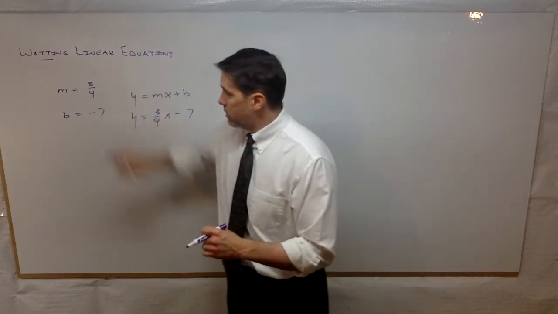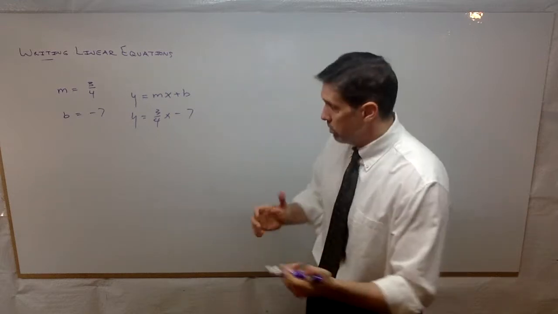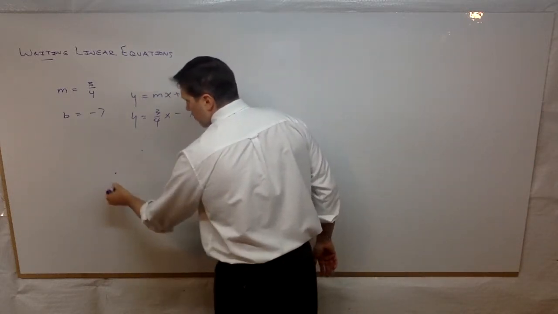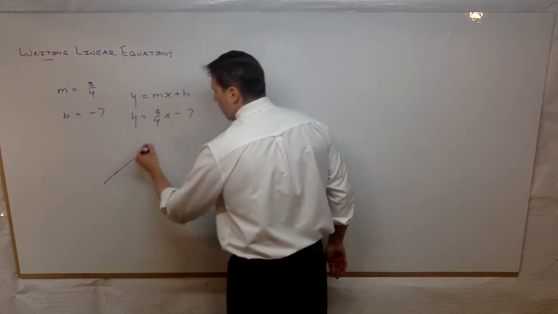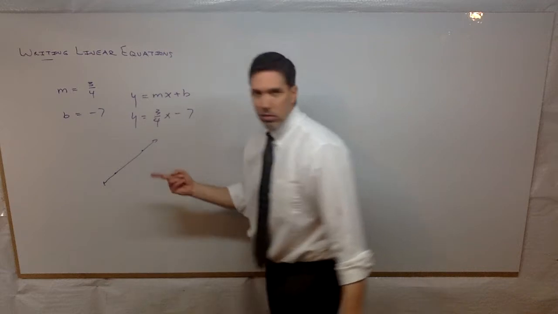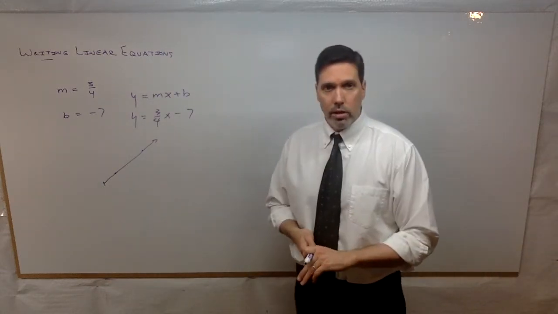Or maybe they don't even tell you the slope and they just tell you 2 points the line passes through, because all you need are 2 points to make a line. So if they just give you these 2 random points and say, okay, what's the equation of that line, where neither one of these is the y-intercept, what do you do then? Well, it's a little bit more difficult.